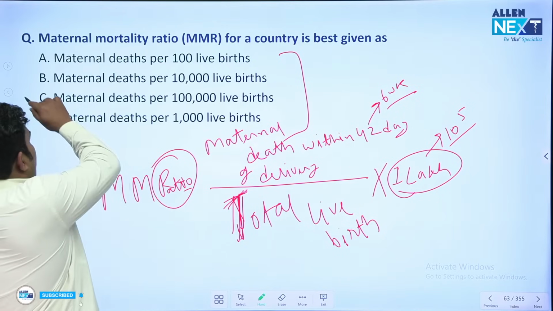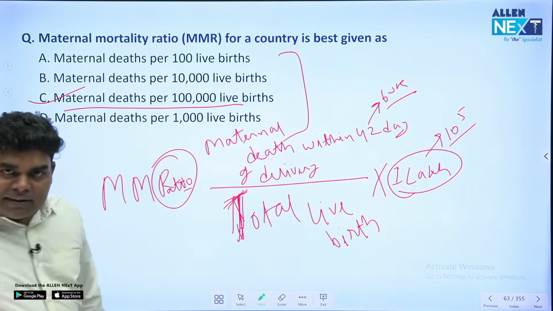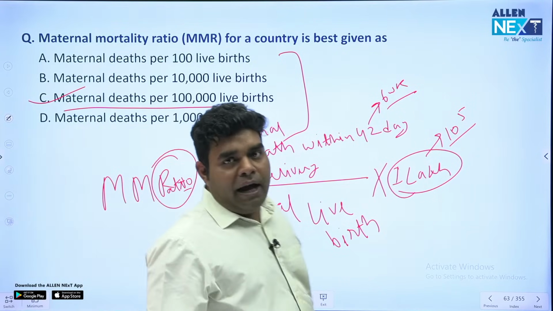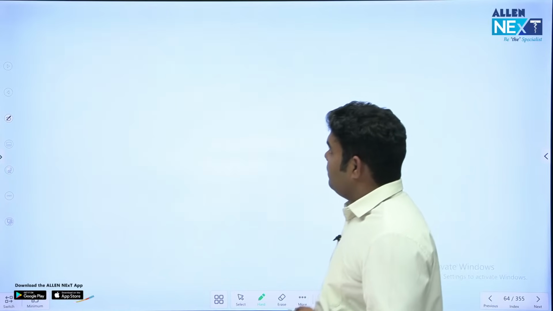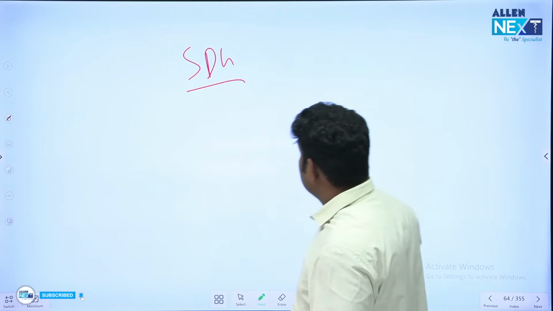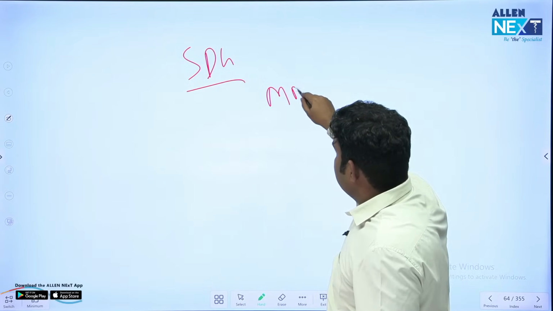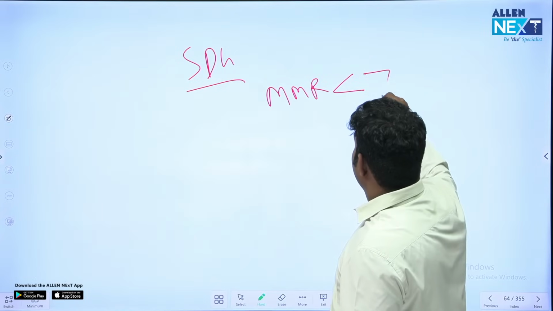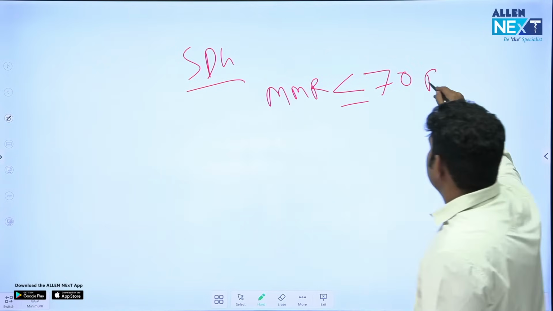So which answer will be correct? Option C, maternal death per 1 lakh. Okay. Now in this we should also remember the Sustainable Development Goal targets, which came in the last FMG exam. So in SDG, MMR should be less than or equal to 70 per lakh.